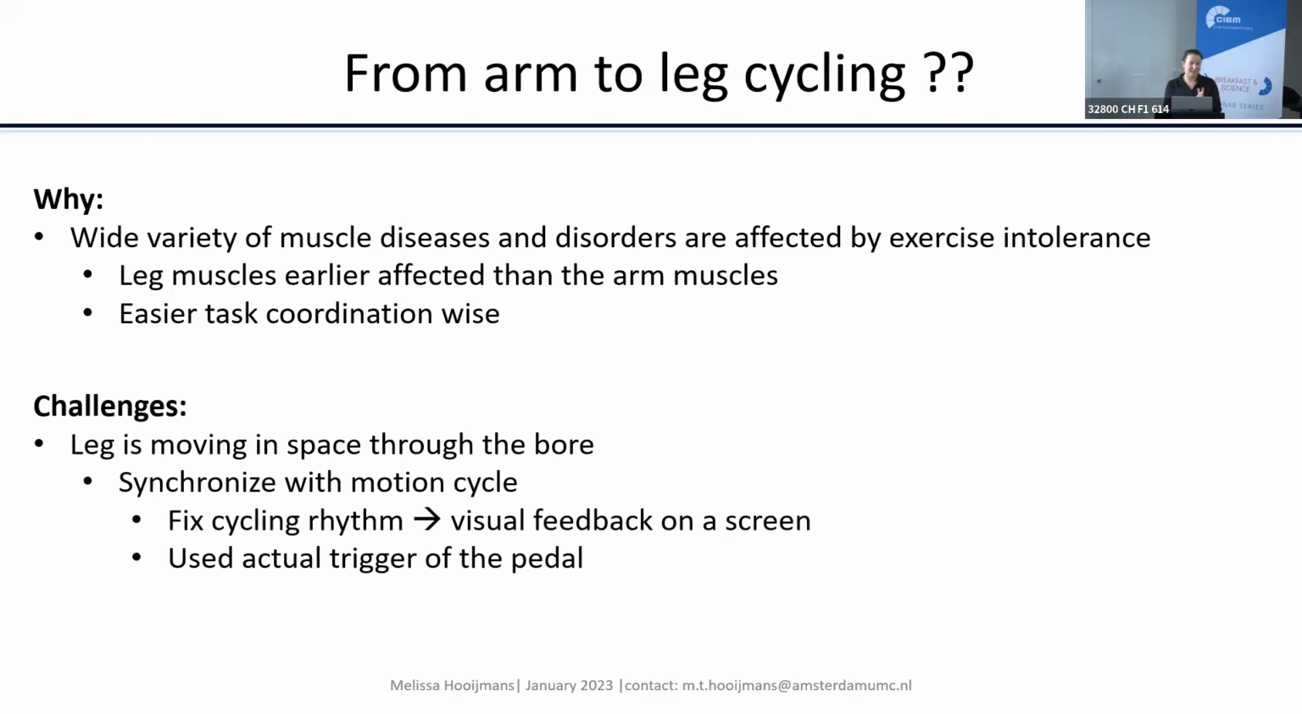But going to leg cycling is also difficult, because with the arm cycling, the participant was laying on the table and only moved the lower arms. While you're cycling with your leg, the whole leg is moving in the bore, and you have to image in the exact same position to actually have a phosphorus spectrum or a BOLD image. So we had to figure out some way to synchronize with the motion cycle, and also maybe fix the rhythm at which participants are cycling to keep a constant data flow also during the exercise period.